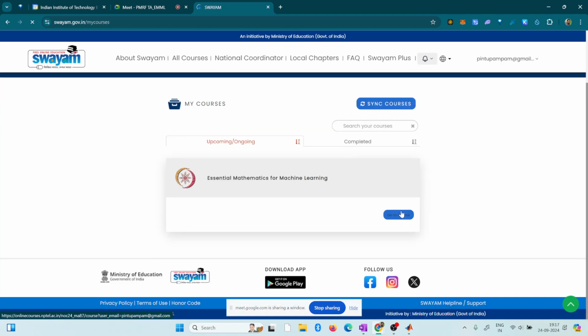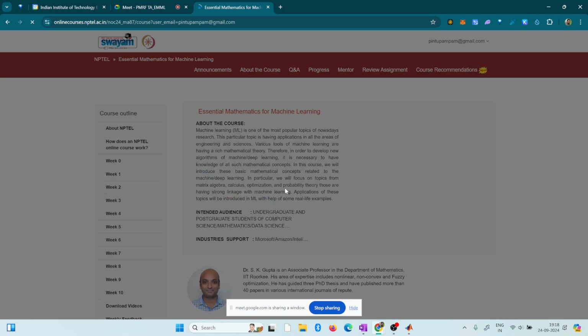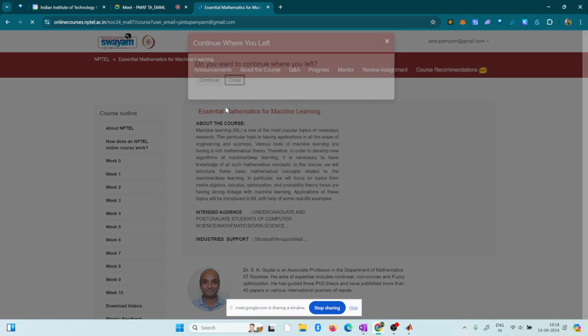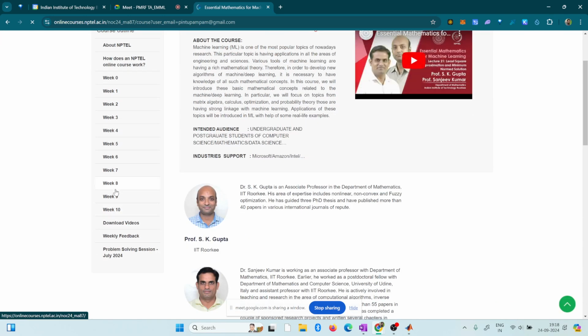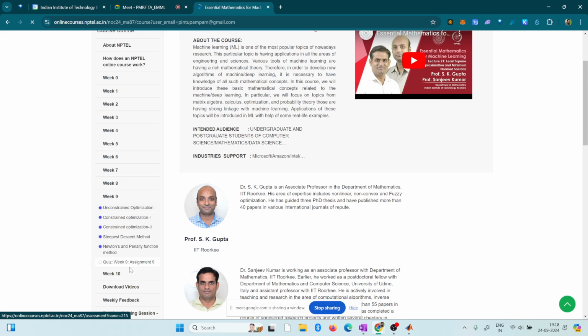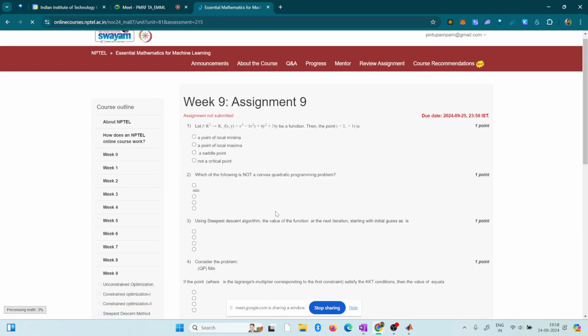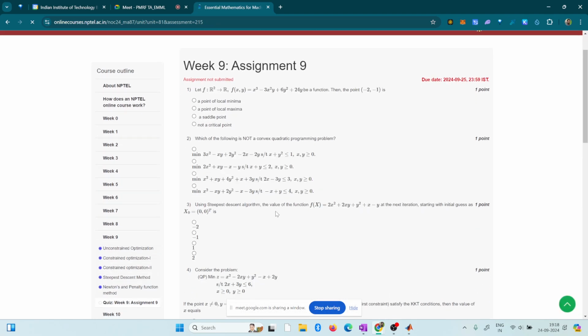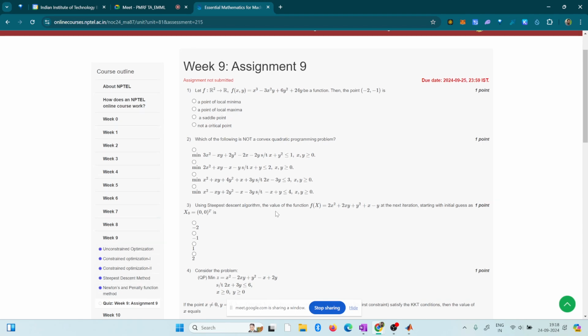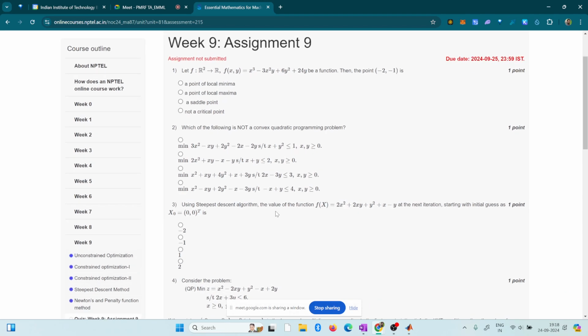Yeah, I'm asking about question number 2. Okay, let me check. Can you please check, maybe I'm wrong. I think I'm having some issues that two options may be correct. In one option I'm getting that the function is quadratic and it is convex, and the constraints are nonlinear, so in that case it will not be a convex quadratic problem.